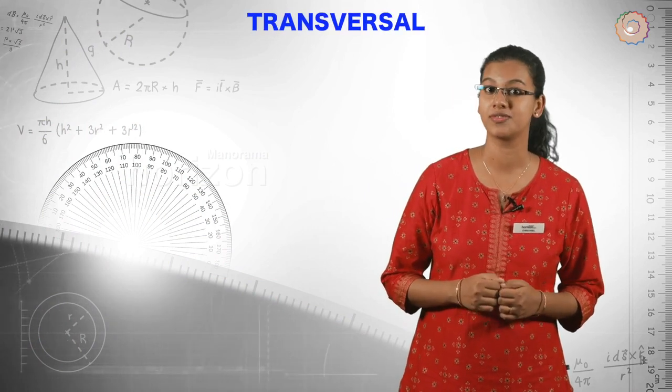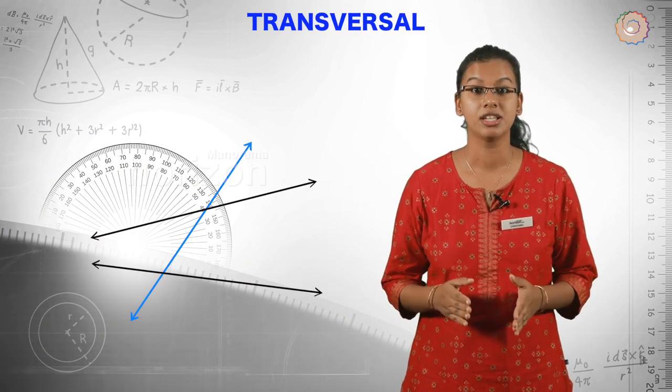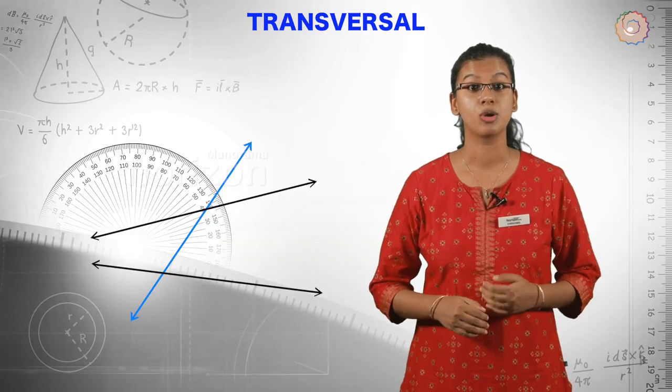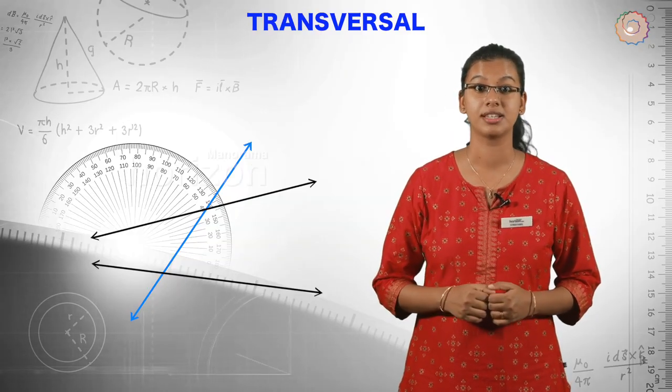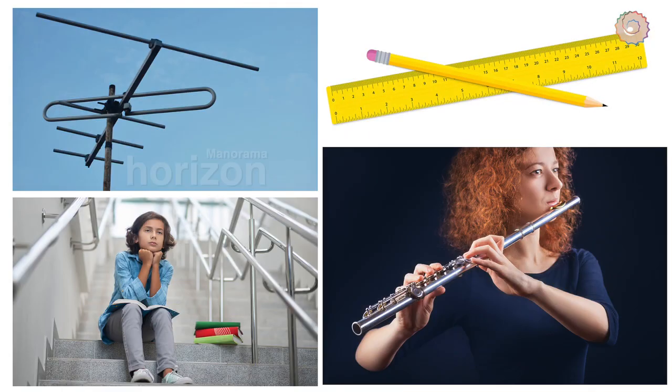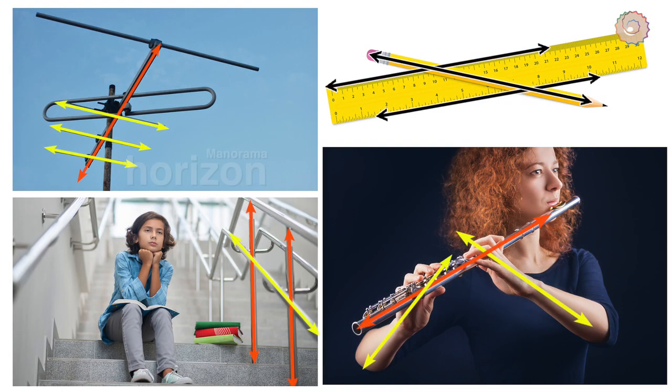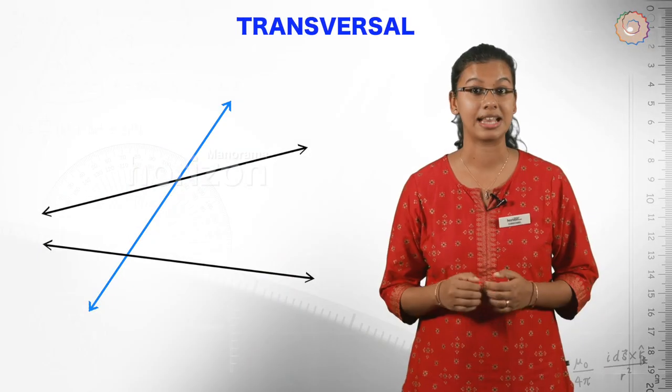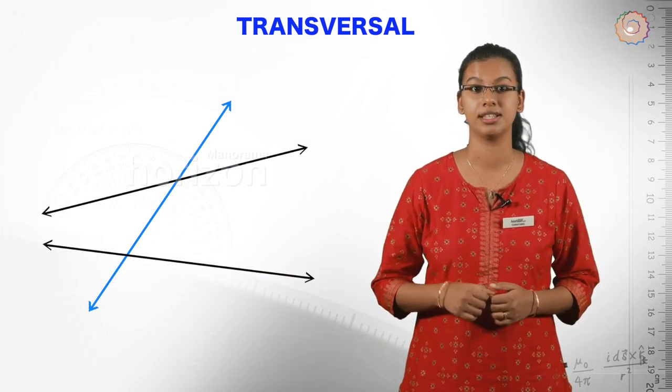Have you heard what a transversal is? A line which intersects two or more lines at distinct points is called a transversal. Consider these examples. Can you locate the transversal? Here they are. Now let's see the angles formed when a transversal intersects two lines.